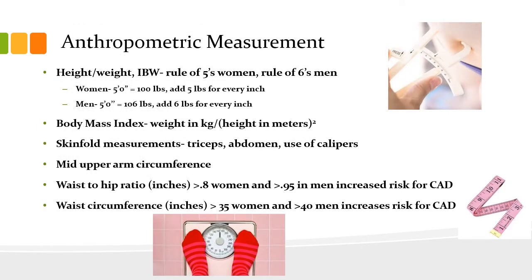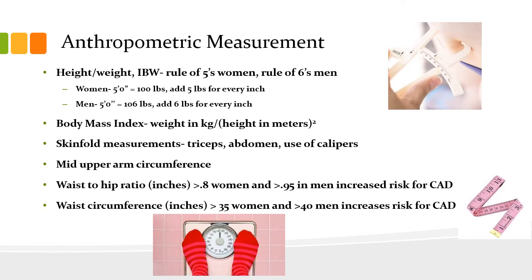To better assess nutrition, we need anthropometric measurements. This can include the height and weight to get a patient's ideal body weight. We use what's called the rule of 5s for women and the rule of 6s for men. This would be a 100-pound female for 5 feet. You add 5 pounds for each inch. For men, if you have 100 pounds of body weight, you add 6 pounds for each inch.